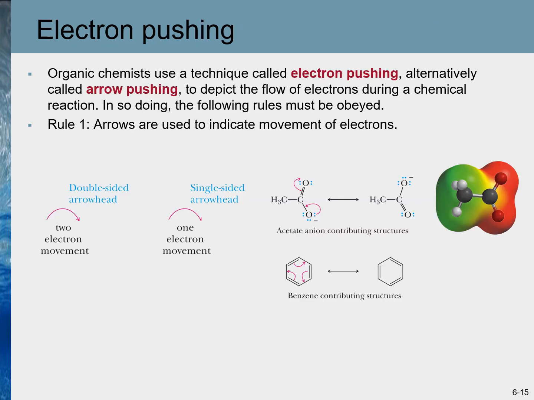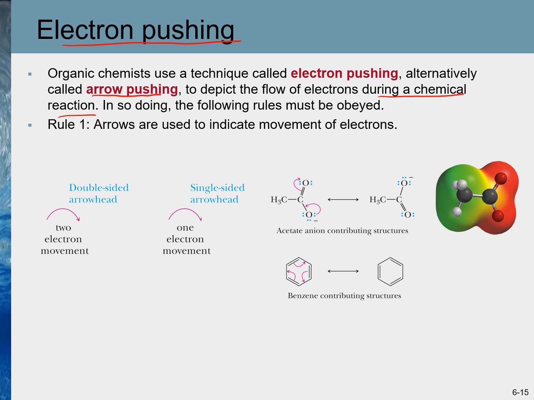The ability to write an organic reaction mechanism is key to student success in organic chemistry classes. Organic chemists use a technique called electron pushing to write any reaction mechanism. Electron pushing is also known as arrow pushing, and it is used to depict the flow of electrons during a chemical reaction. In electron pushing, we must obey certain rules. So let's go over those rules.